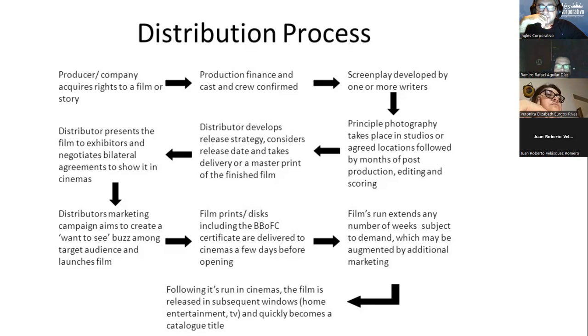Distributor presents the film to exhibitors and negotiates bilateral agreements to show it in cinemas. So that is the next step in the distribution. So the distributor, that is not the same as the producer, presents the film to exhibitors. So there are special projections of the movie for companies, for representatives of the company. And once they see the movie, they decide how many days the movie is going to be shown, what the schedules will be, and things like that. So this is the next step, the way they are going to show it in the cinemas.